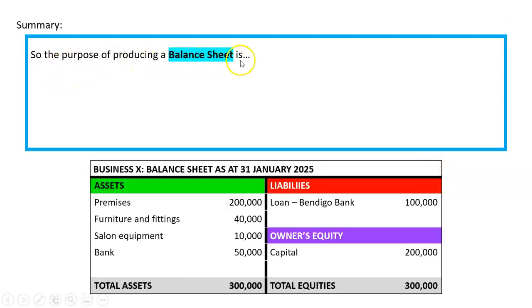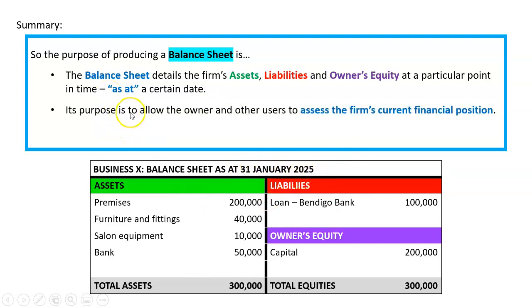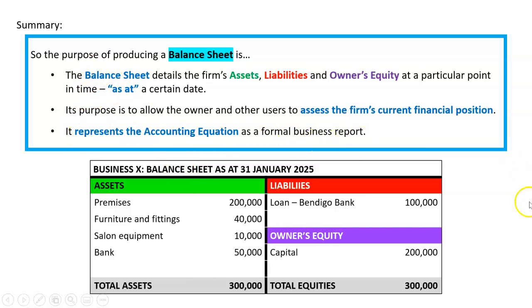So if we had to summarize what we've just learned, we'd say the purpose of producing a balance sheet is we want to detail our assets, liabilities, and owner's equity at a particular point in time. And that's what we say is as at. So in this case, as at that point in time, which is the 31st of January 2025. And its purpose is to allow the owner and other users to assess the firm's current financial position. People can now look at this balance sheet and make decisions about this business. And I guess the other purpose of it is it represents the accounting equation as a formal business report.